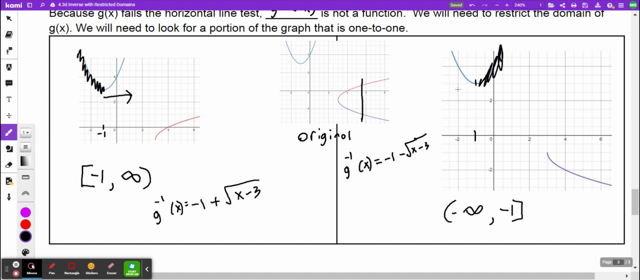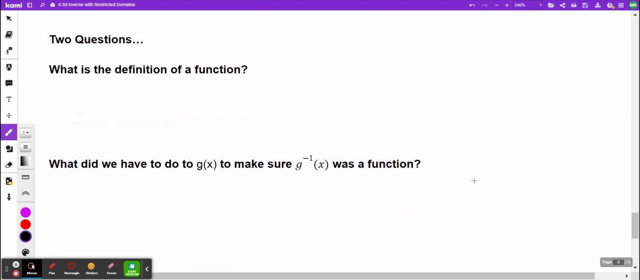We could restrict the domain however you want. Either, hey, I only want the top part, or I only want the bottom part. In either way, this is how you're going to set yourself up. All right, guys, last couple questions. Here we go. What is the definition of the function? And what did we have to do to g of x to make sure that its inverse was a function?